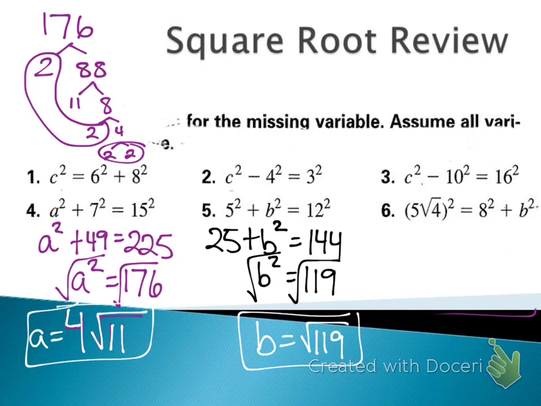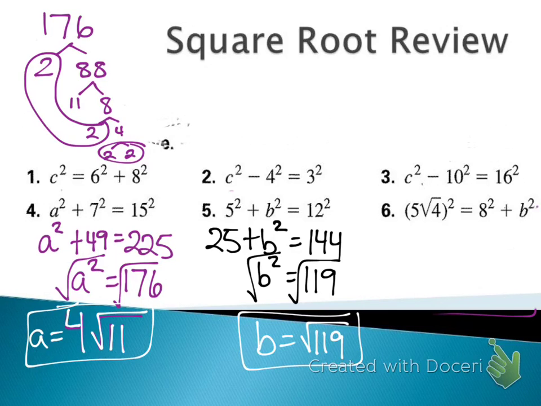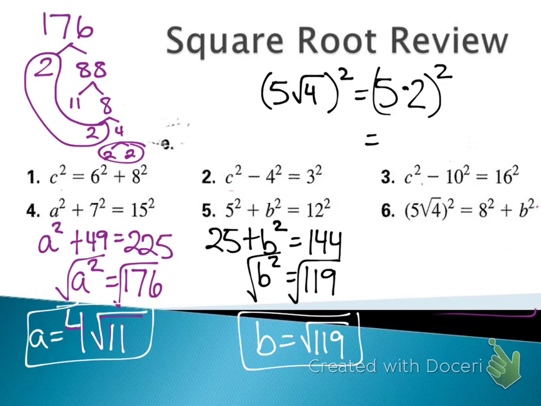On number 6, if we square 5 square root of 4, that means we are squaring 5 and we are squaring the square root of 4. So there are multiple ways you could simplify this. One way would be to take the square root of 4. What is the square root of 4? The square root of 4, not 4 squared. 2. So this becomes 5 times 2 squared. What's 5 times 2? What's 10 squared?